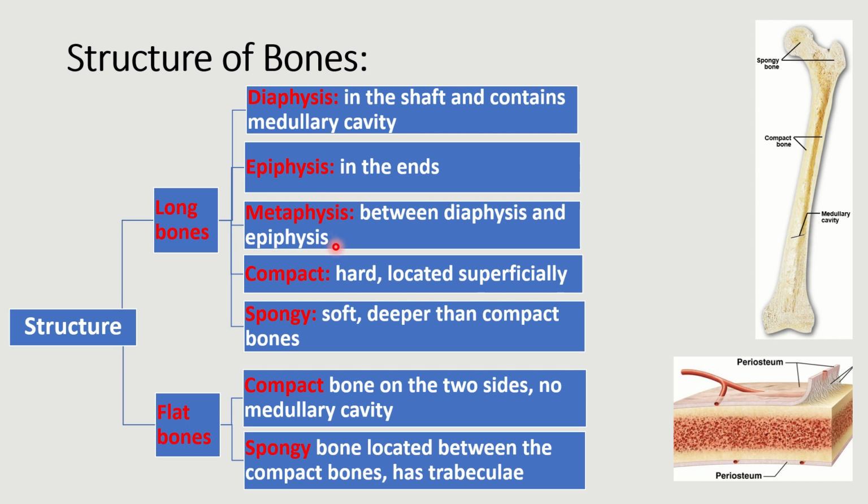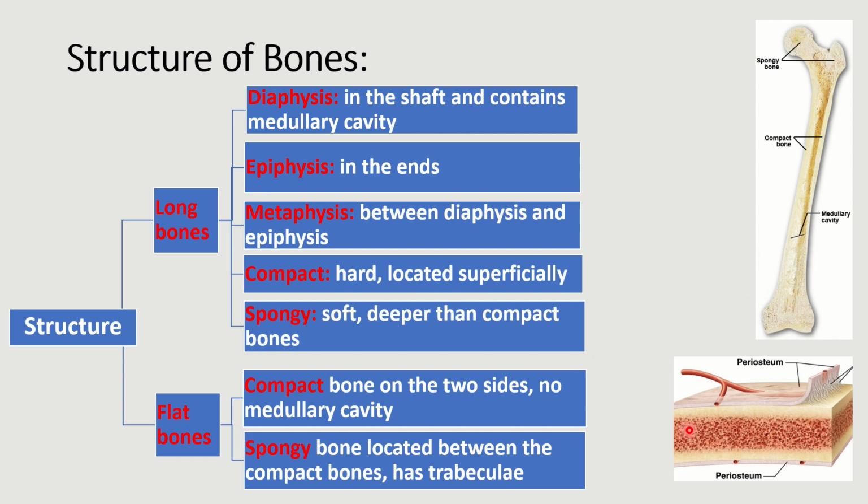Long bones are again divided into 2 different types of tissue. One is called compact, the other one is spongy. So compact is this hard tissue, surrounding the medullary cavity. Also you see the thin layer of the compact bone around this area. So compact bone is in the superficial area of bone. And spongy, which is the soft, you can see it in the epiphysis in this area.